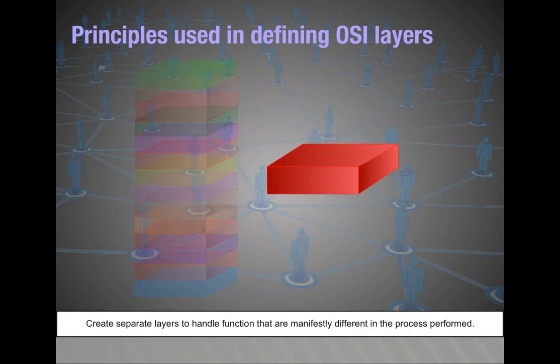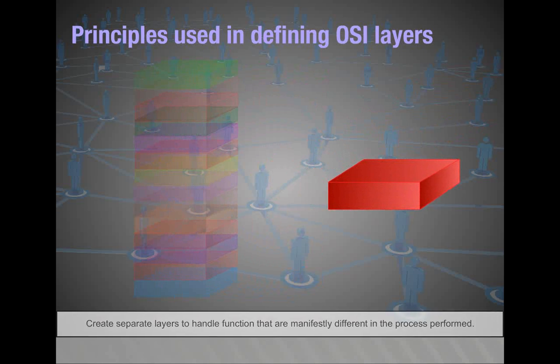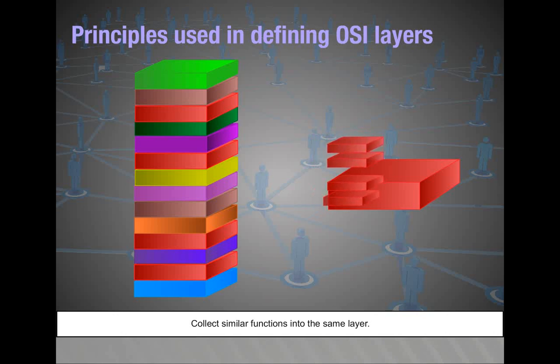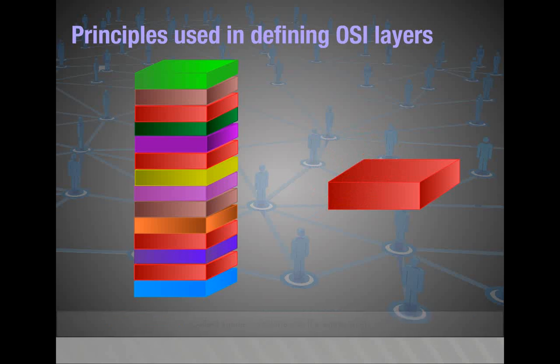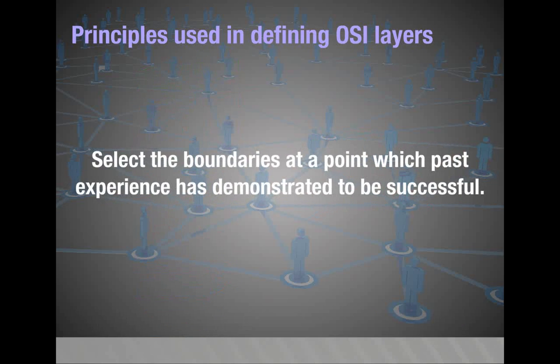Create separate layers to handle functions that are manifestly different in the process performed. Collect similar functions into the same layer. Select the boundaries at a point which past experience has demonstrated to be successful.